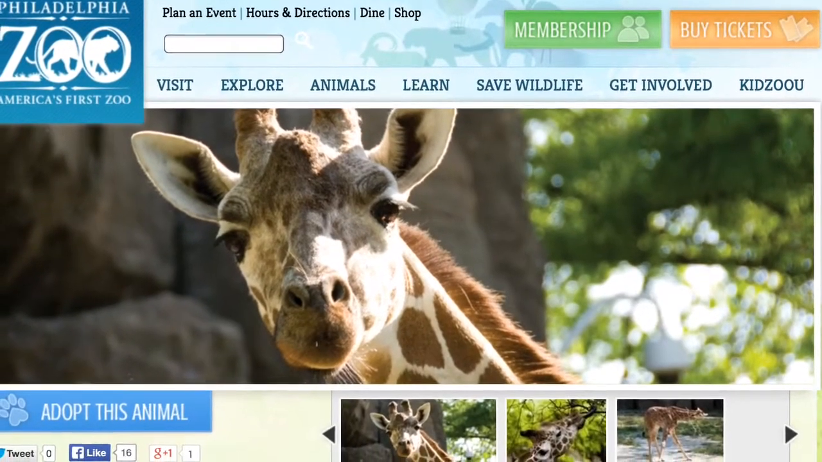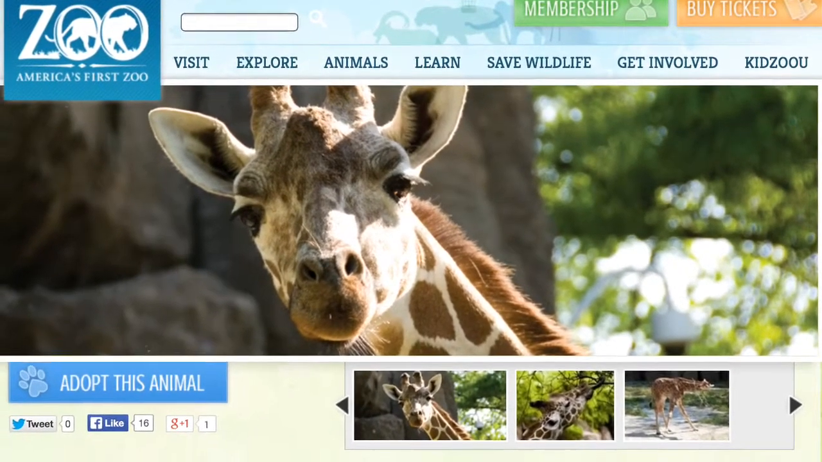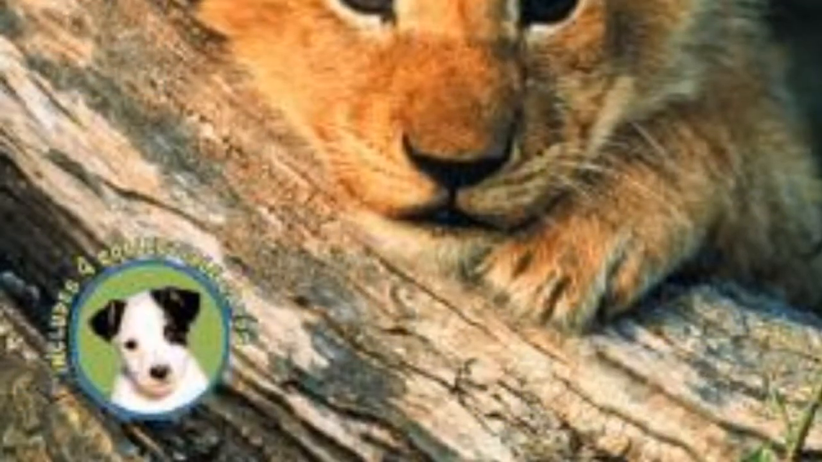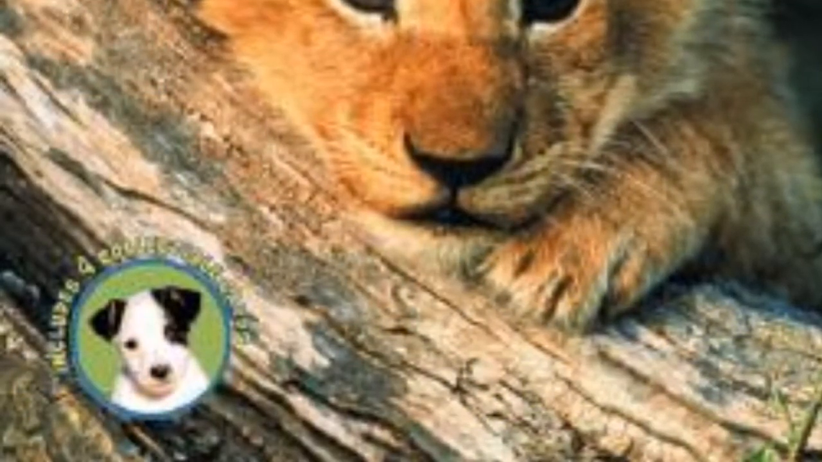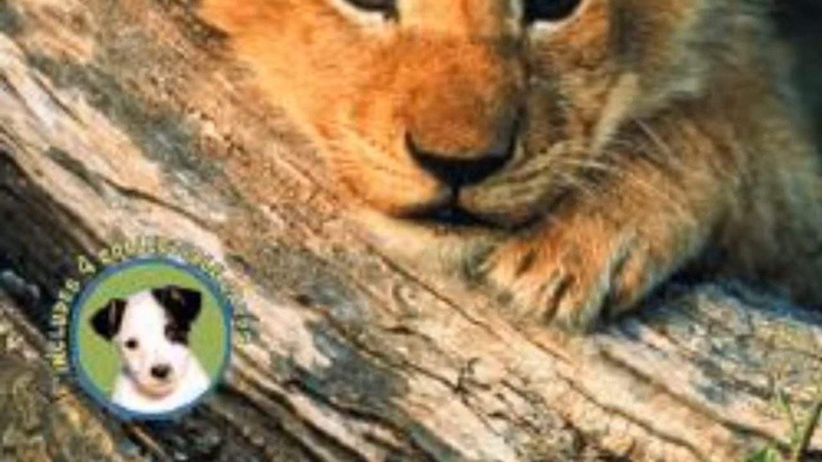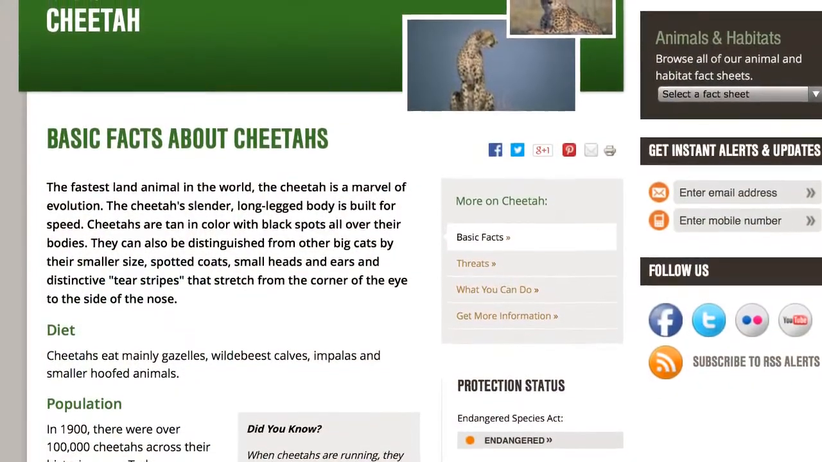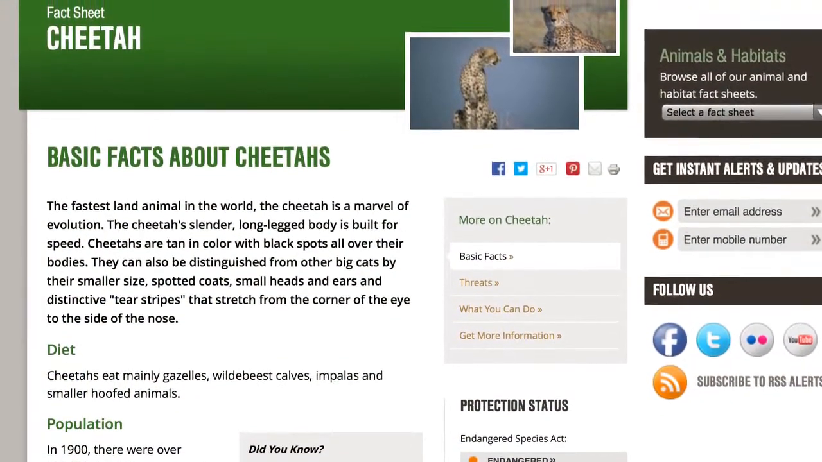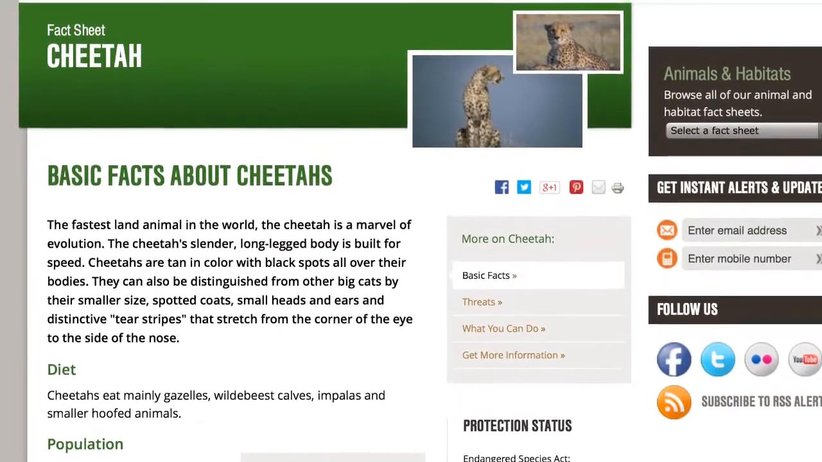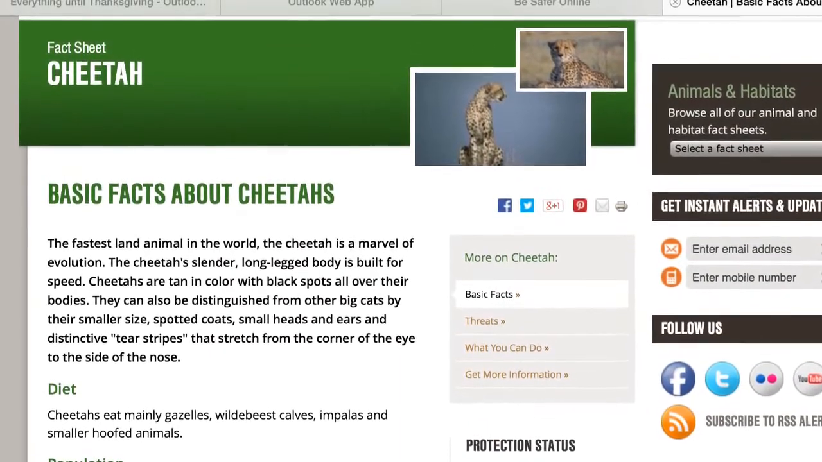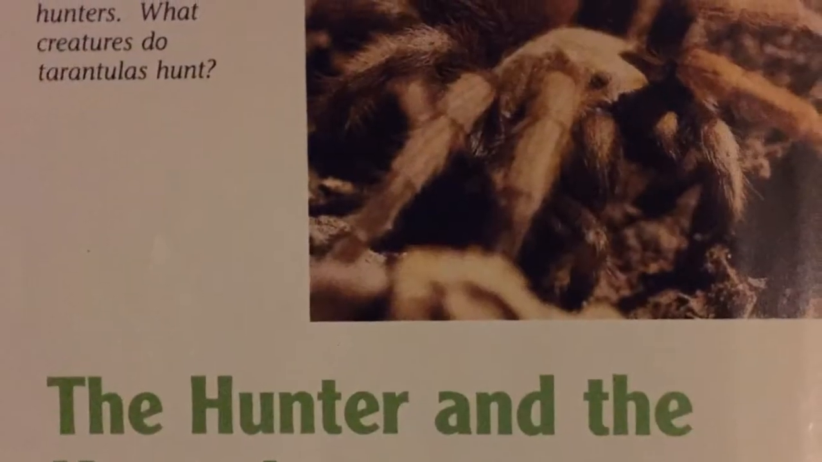Another resource you can use is nonfiction books. Websites and nonfiction books both give you so much information, but you don't have to read all the information to find what you're looking for. Keywords are so important. Instead of reading the informational text cover to cover, you can look for headings and subheadings that give you an idea of what you're searching for. For instance, if you're searching a cheetah to see what its diet is or what they eat, you can easily see the subheading diet.